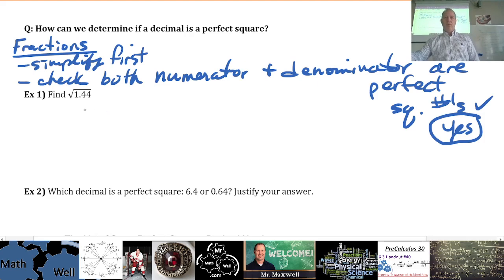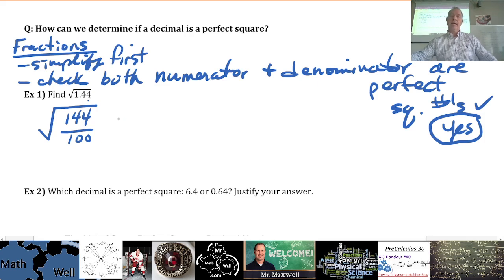All right, 1.44. Let's see if this is a perfect square. Root 1.44. So if I change this decimal into a fraction, remember we did that yesterday? And we'll talk about decimals in a bit. What's this as a fraction? Okay, so the number is 144. And the last place that the last 4 takes up is the 100th spot. So that's 144 over 100. Now notice that 144 is greater than 100, therefore that decimal should be greater than 1, and it is. So it's an improper fraction here.